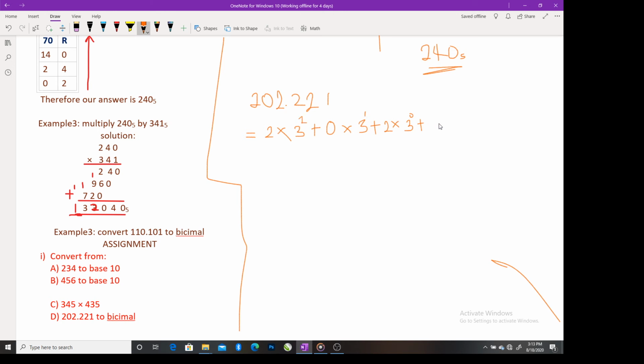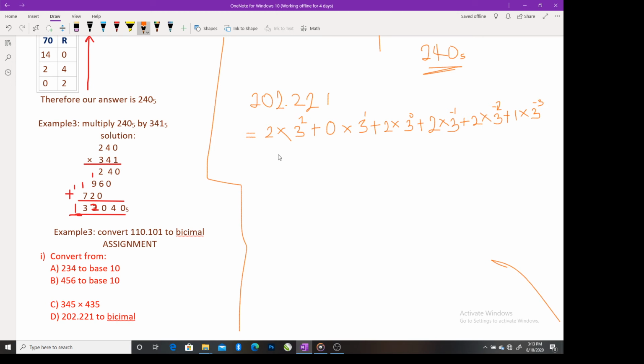Now the decimal numbers, what do you do? You write the first one, 2 times 3 raised to power minus 1. The first decimal number will carry minus 1, your base will carry minus 1 there, plus the next number is 2 times 3, which will carry minus 2. Then plus 1 times 3, you carry minus 3.